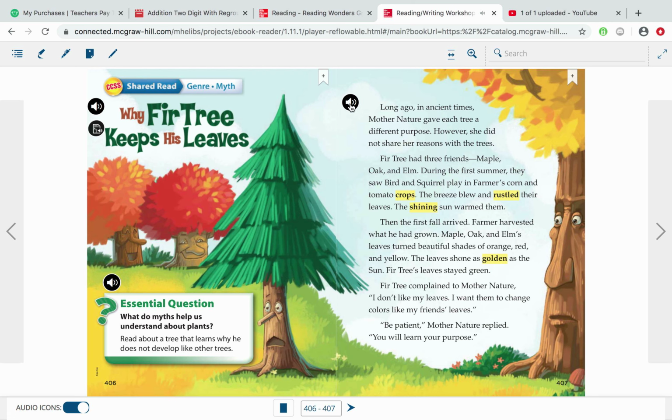Take a minute to look at the illustration and think about what you've just read. You can see by the faces of his friends and the fir tree how he's feeling. He's jealous, isn't he? Mother Nature created these trees the way they are, but she didn't explain why. And right now the fir tree is thinking, man, I want beautiful leaves that change colors just like my friends. So he was pretty upset, but Mother Nature just said, be patient. He has a purpose and he will learn.